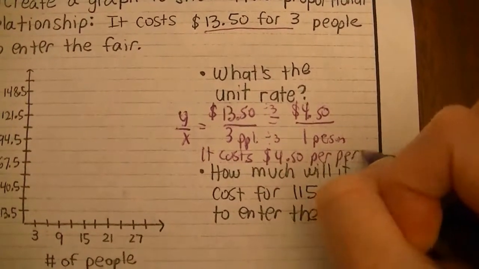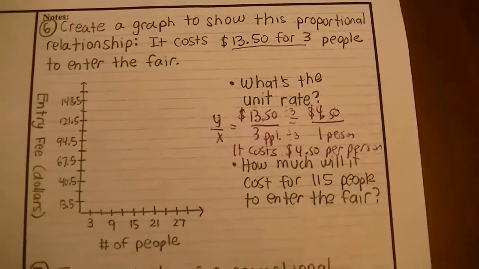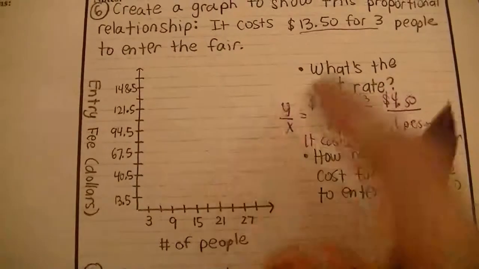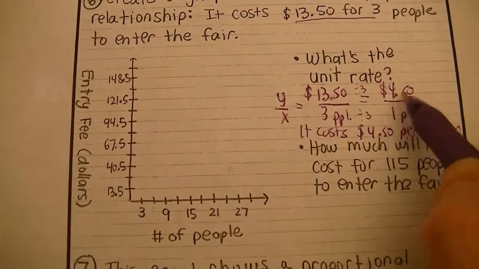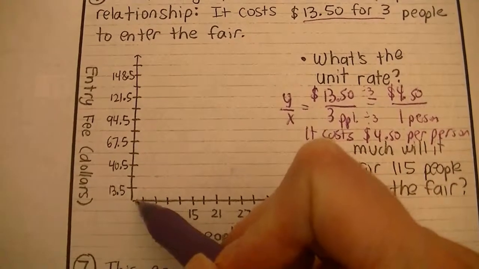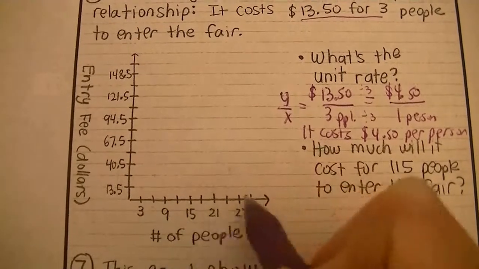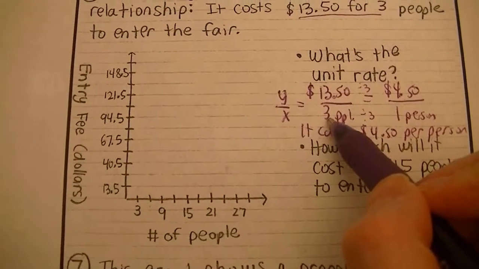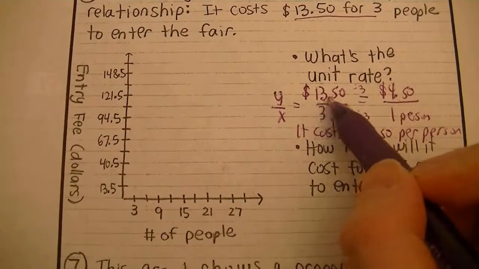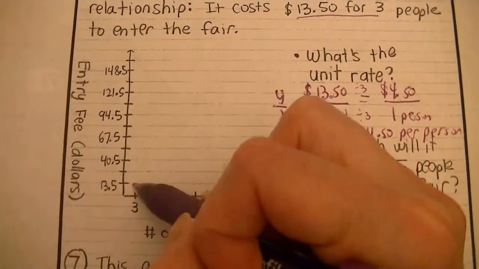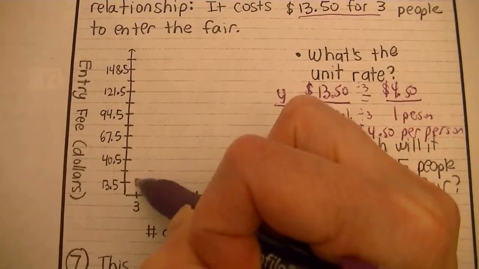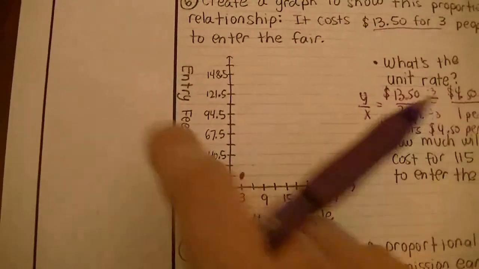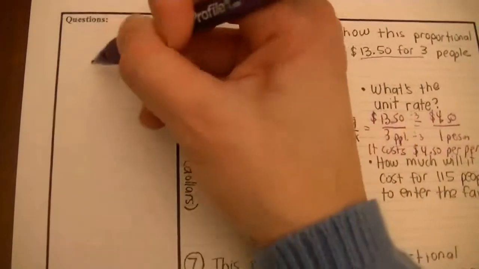to enter the fair. Okay, now we've got to complete this right here. So you'll see that's blank. I can start off with this $4.50 per person, but I see that I don't have a 1 on this graph that's already provided. But I know I can plot the point 3 and $13.50 because 3 people cost $13.50. So to figure out the other values, something helpful that we have room for is to set up a table right here.